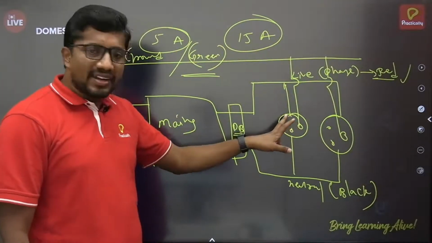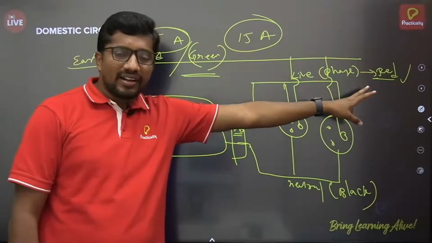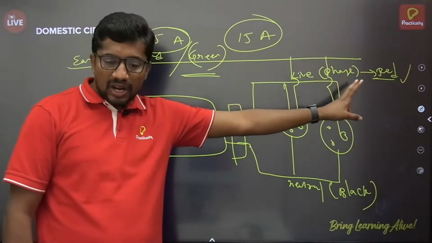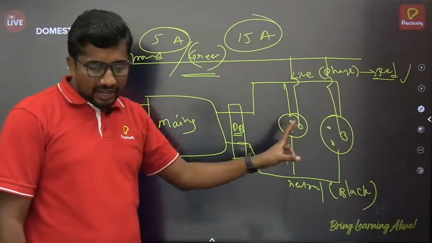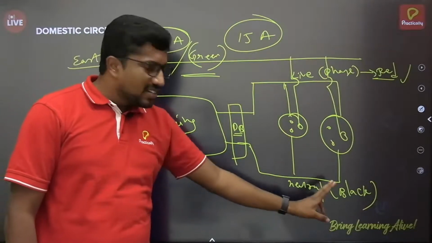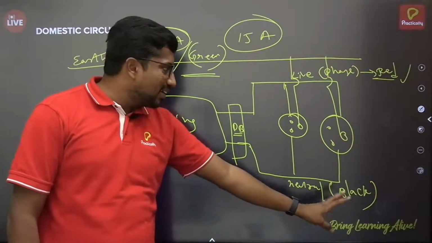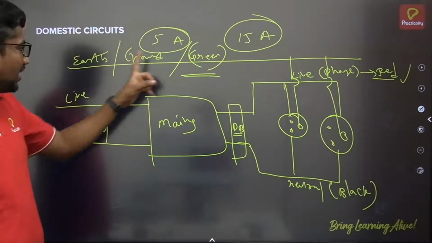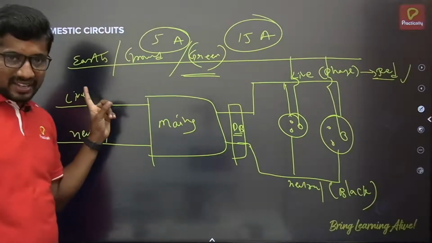So here the live wire is represented generally with the help of red color. Live wire is also called phase wire. And the neutral wire is represented in black color, and then the green wire, green color, is what? Ground or earth, I can say.